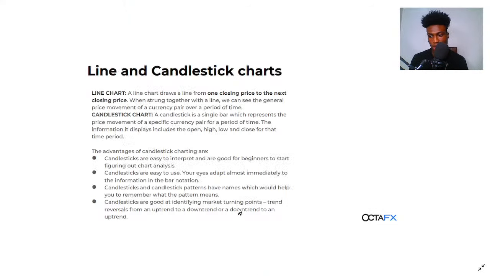Now, I'm going to talk about the advantages of a candlestick chart before I go to the examples and how candlestick chart patterns look. The first advantage is they're easy to interpret and good for beginners to start figuring out chart analysis. Candlesticks are easy to use. Your eyes adapt almost immediately to the information in the bar notation. Candlestick patterns have names which help you remember what the pattern means.